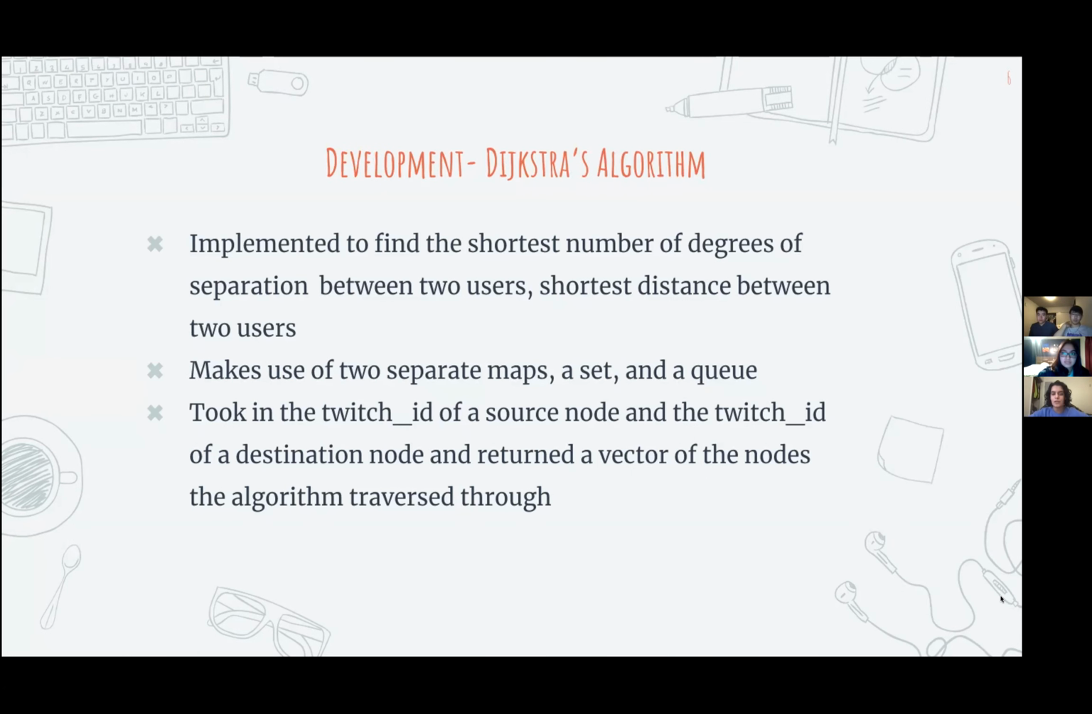So we decided to make use of Dijkstra's algorithm to find the shortest number of degrees of separation between two users, which was essentially the shortest distance between two users based off their locations or their coordinates. So in our implementation of Dijkstra's, we made use of two separate maps, which were respectively for tentative distances and for the previous nodes while we were traversing through the set of nodes, a visited set, and then a priority queue. So our implementation of Dijkstra's took in the Twitch ID of a source node and the Twitch ID of a destination node and returned a vector of the nodes the algorithm traversed through.